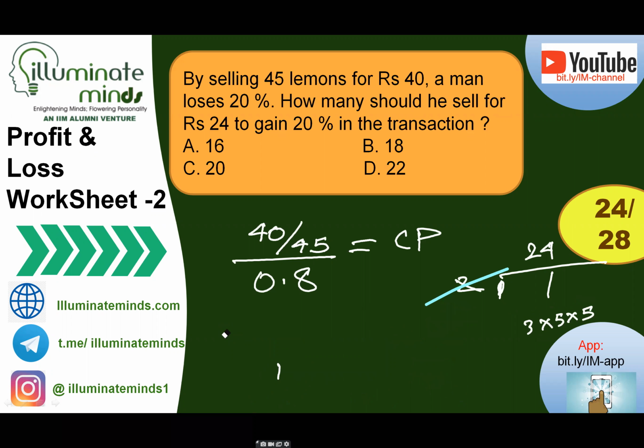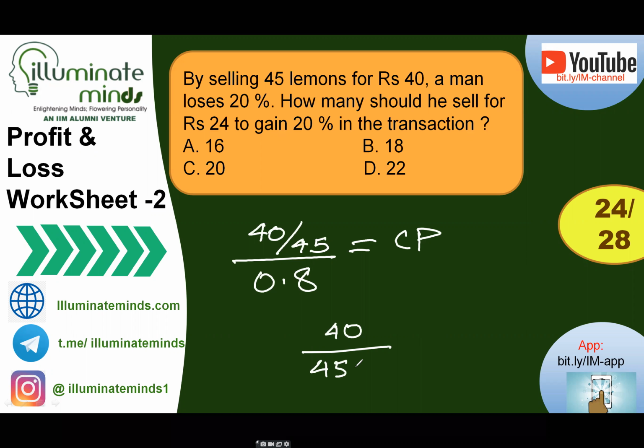So by increasing it by 20%, what I will do is make it equal to 40. Let's write down all 40 by 45 into 1.8. This is the cost price of a single one. To gain 20%, I will multiply by 1.2 and divide this whole by 24 to find how many you will get. This will give me the final answer.